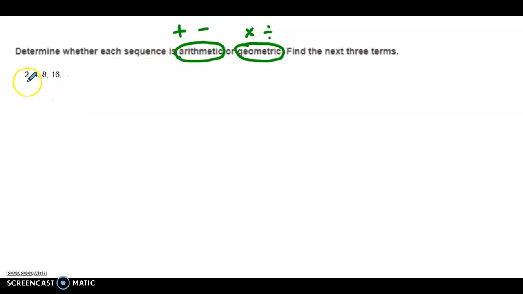So we just have to figure out how we go from 2 to 4, then from 4 to 8, and then from 8 to 16. Now your initial reaction might be, oh, to go from 2 to 4, I add 2. But then if we go from 4 to 8 and we add 2, that would end up at 6, not 8. So we're not adding 2 each time. So let's look at it again. To go from 2 to 4, we could multiply by 2. And then 4 times 2 gives us 8, and 8 times 2 is 16. So we are multiplying by 2 each time, which means that this is a geometric sequence.